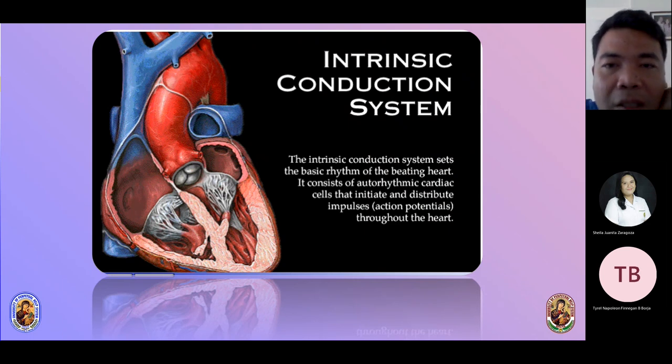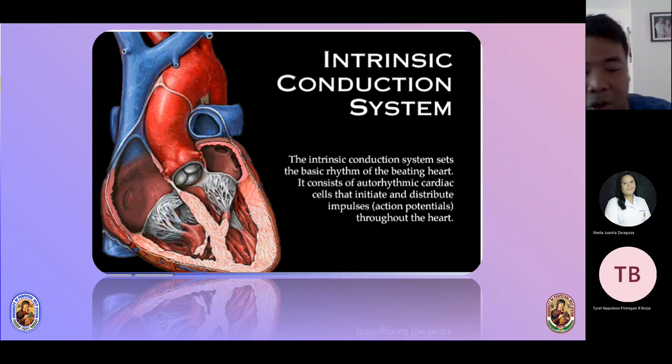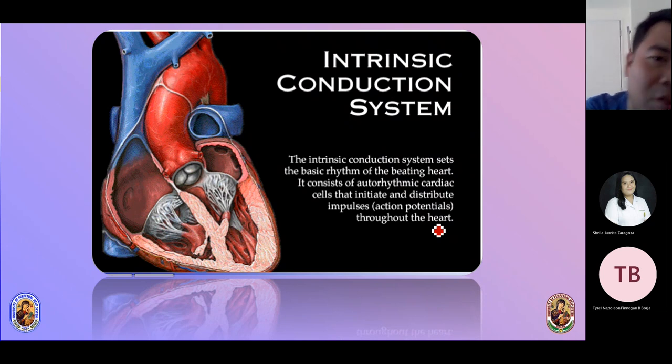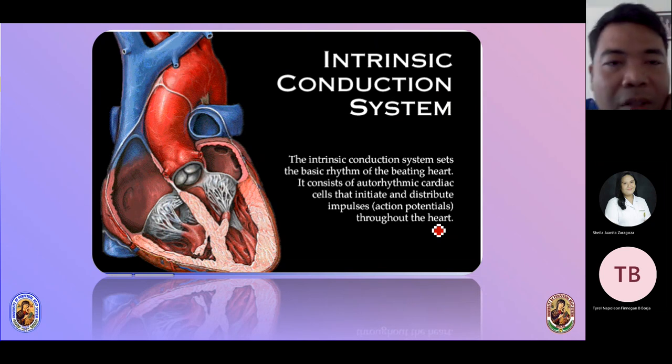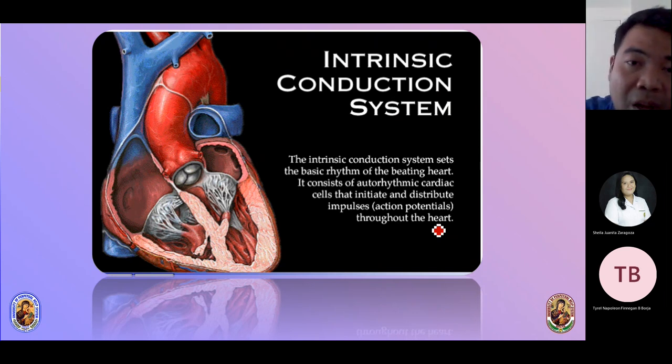In our heart, it has its own conduction system. So even if the heart is disconnected from the nervous system, di ba sabi natin sa discussion natin ng pharmacology, what innervates the heart? The autonomic nervous system. Merong sympathetic fibers that innervate the heart, and also parasympathetic fibers that innervate the heart.